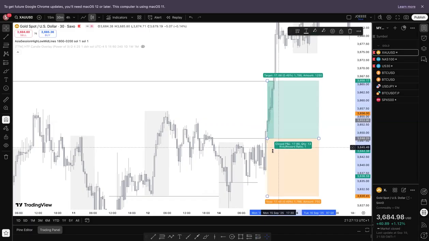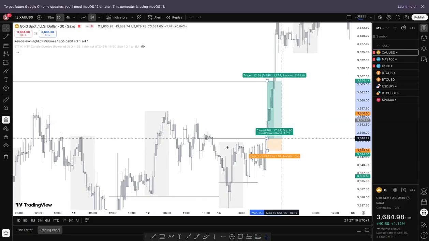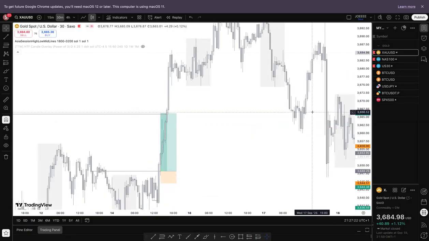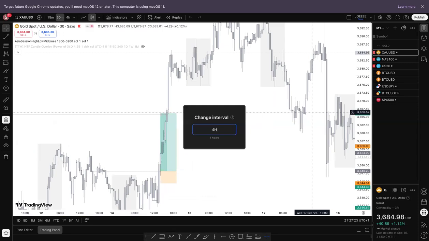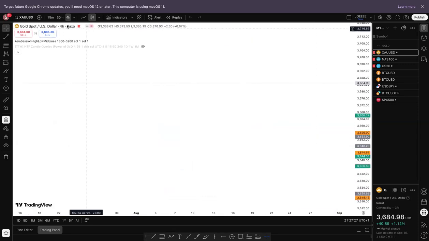This is one of our entry models. And price moved to the upside. The same thing on Tuesday. So you can say on Tuesday price just did 30 because it was a higher. I just have to smile.